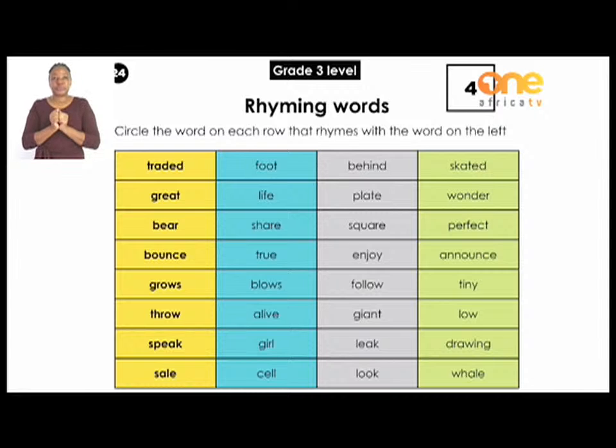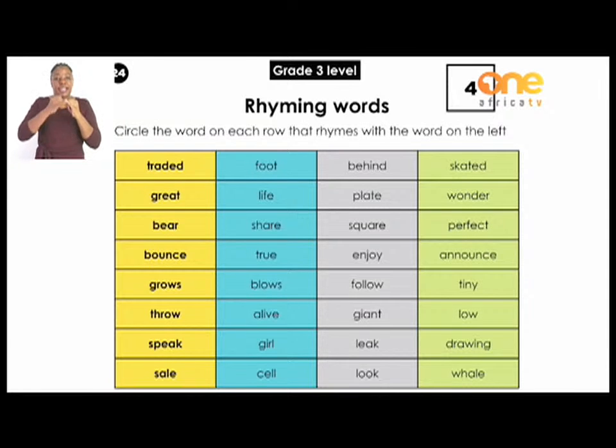You are going to check the yellow column against the blue, the gray, and the green column to check which word rhymes. Let's do the first one together. We are looking at the word traded. Does traded rhyme with foot? I don't think so. Does traded rhyme with behind? No, not really. Does traded rhyme with skated? Yes, that is the answer. So I'd like you to please circle the word skated.